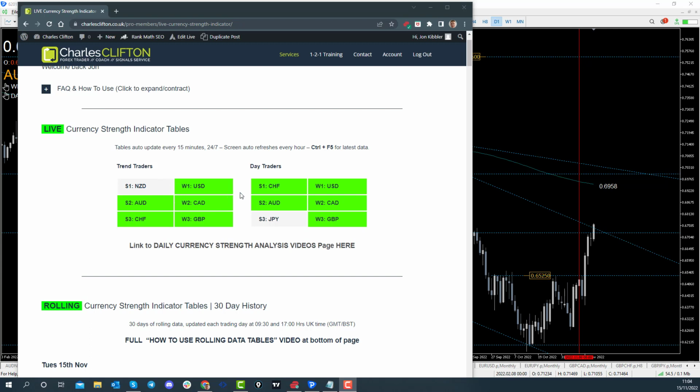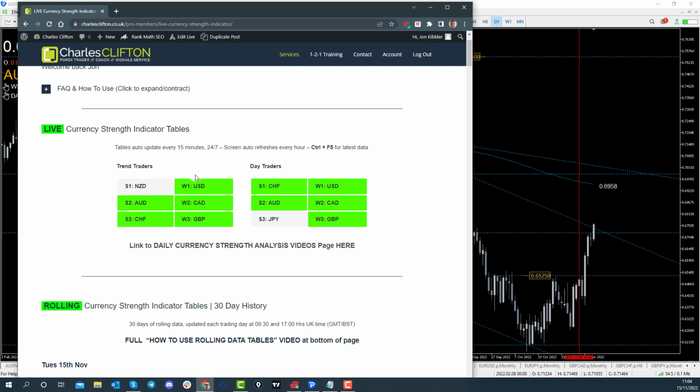You can see that some of the currencies are highlighted in green. Those are showing that there is confluence between the two trading time frames for these currencies. Tables auto update every 15 minutes, 24/7, so wherever you are in the world you can access the latest update of the currency strength indicator tables.